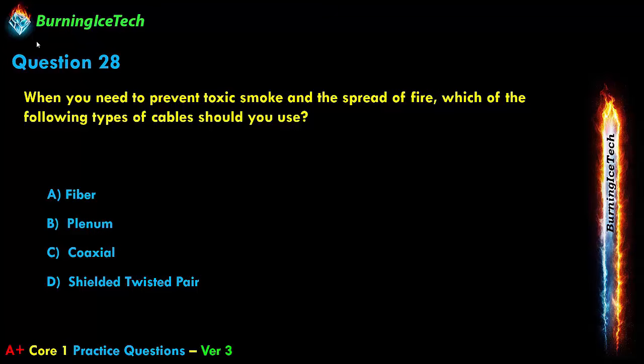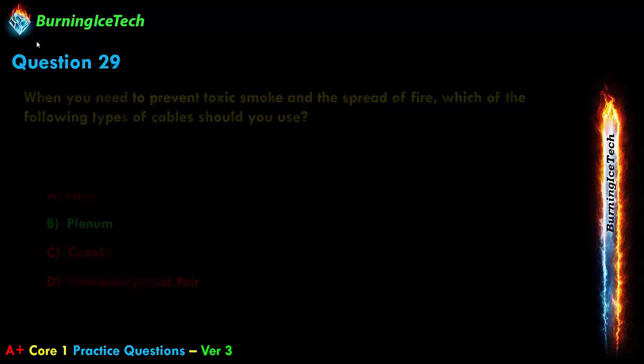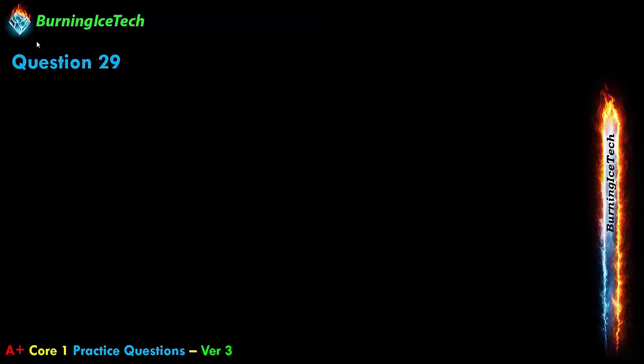Now, if you paid attention in your A+ course or if you studied your manual, you would know the answer here, guys, is plenum. Plenum does not give off toxic gas, and it also is fire resistant. So fiber, we know what kind of cable it is, coaxial and shielded twisted pair. These are all leaded cables, but plenum is specifically used in environments where we want to prevent toxic smoke and the spread of fire. Moving on to question 29.